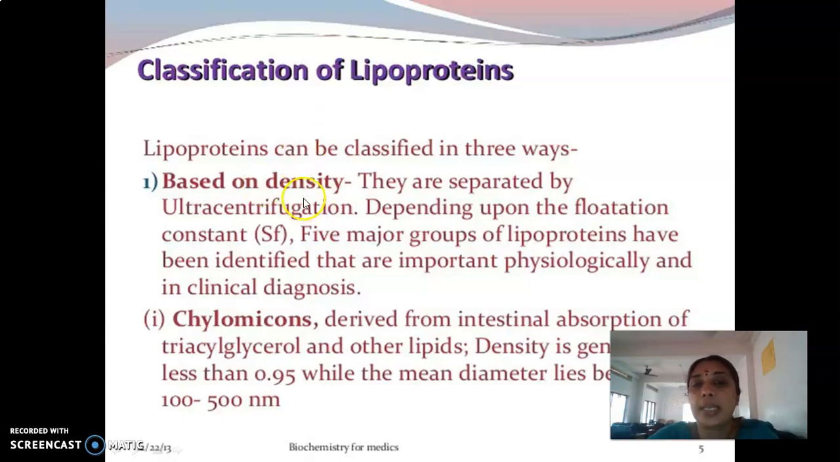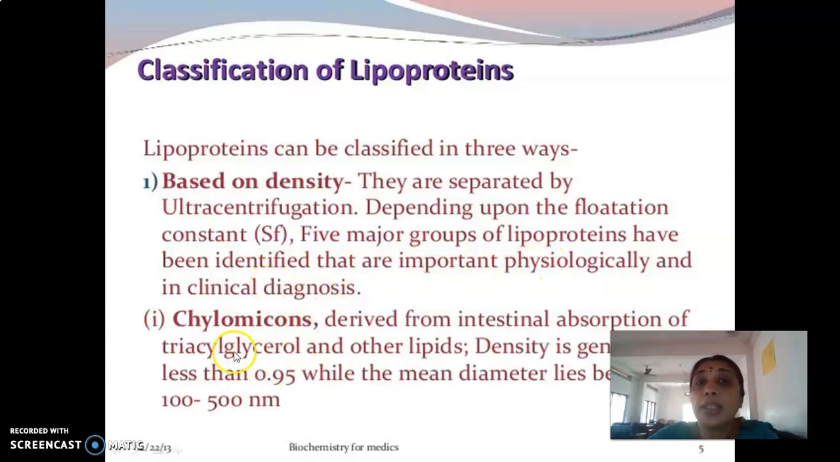Now classification. They are classified into different types based on their difference in density during centrifugation. So based on density, they are separated by the flotation constant. The higher the flotation constant, the greater the floating. So chylomicrons will have the maximum flotation constant. Based on the flotation constant during ultracentrifugation, they are divided mainly into chylomicrons, right?